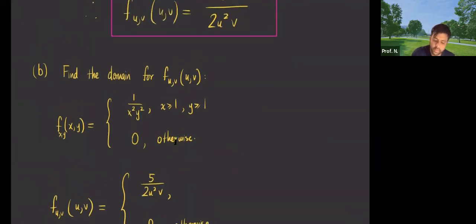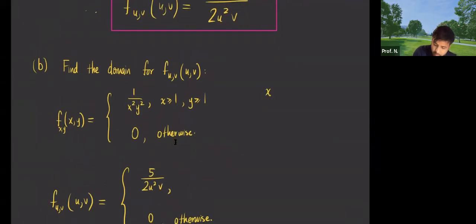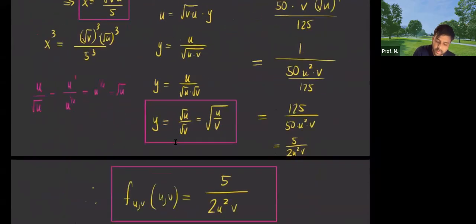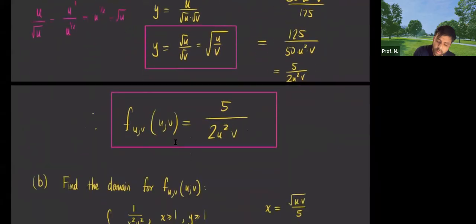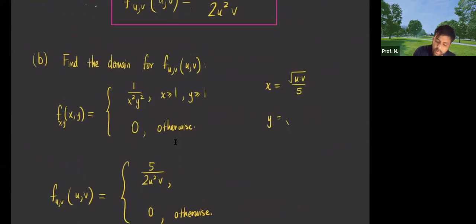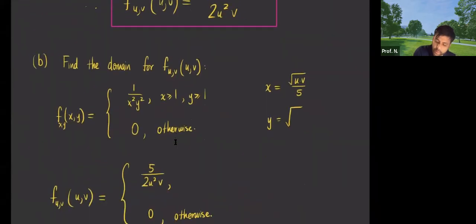Now, how do we determine that? Well, didn't we find what x was in terms of u and v? It says x is the square root of u times v over 5. And y is the square root of u over v. So we know x is greater than or equal to 1 from here, and we know that y is greater than or equal to 1.